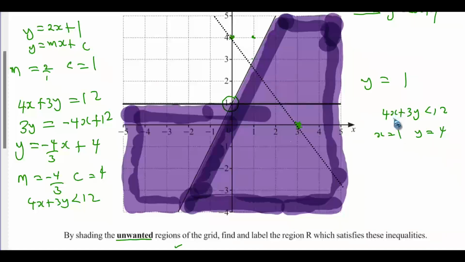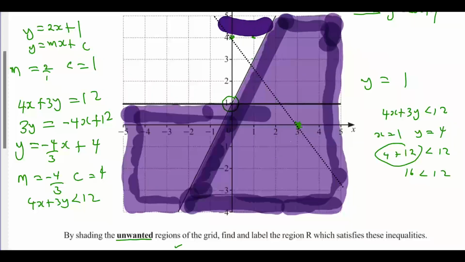If x equals to 1, you have 4 times 1, that is 4, plus y equals to 4, you have 3 times 4, that is 12. If you add this together, that will be 16 less than 12. Of course, this is not true. So that means the wanted region will be below this line, and the unwanted region will be above this line. So let's shade the unwanted region. That will be this side here.